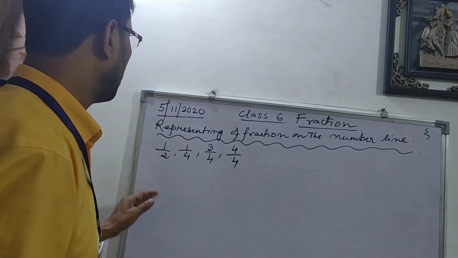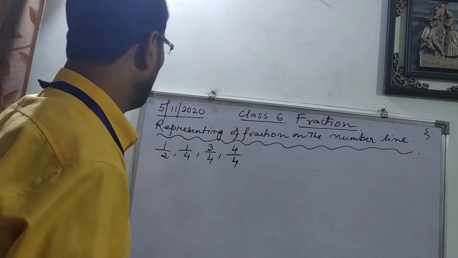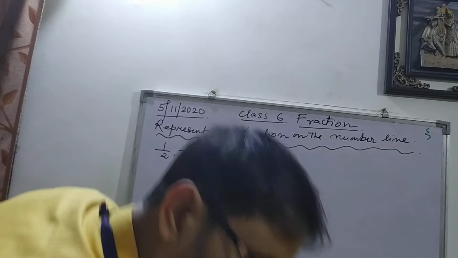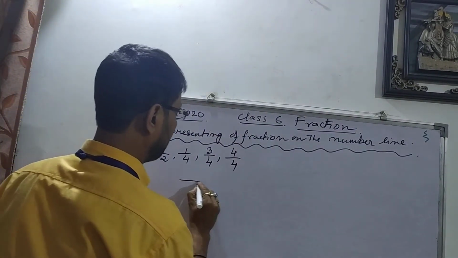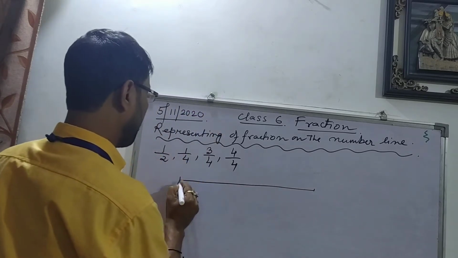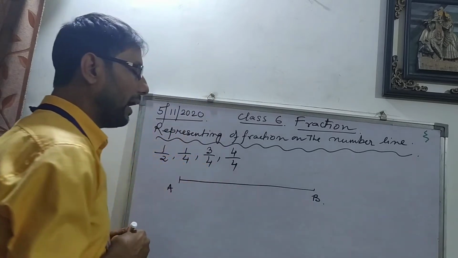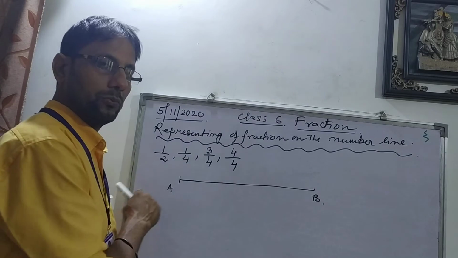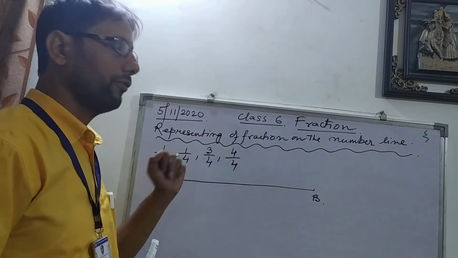So students, these are the fractions. Now I have to represent these fractions on the number line. Let me draw a number line, students. Suppose this is the number line. I have marked this as A and this as B. Now one question is there. These are 1 by 2, 1 by 4, 3 by 4 and 4 by 4.